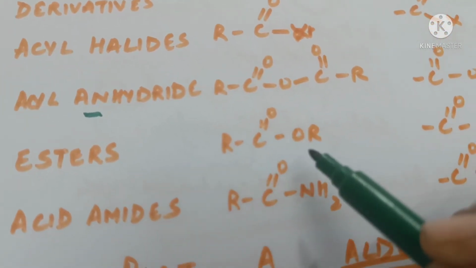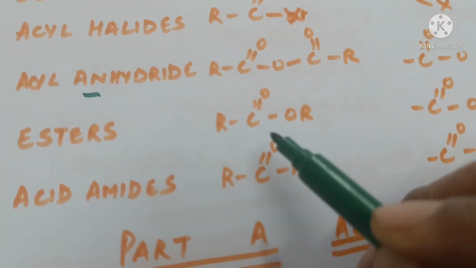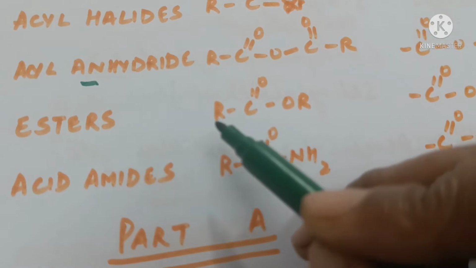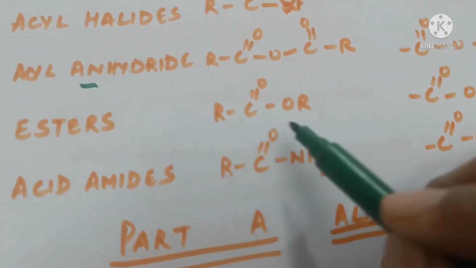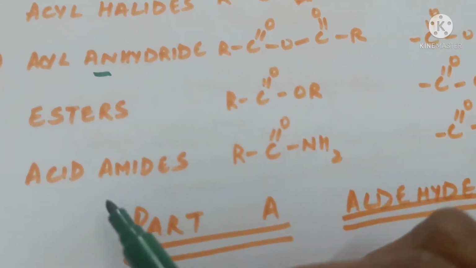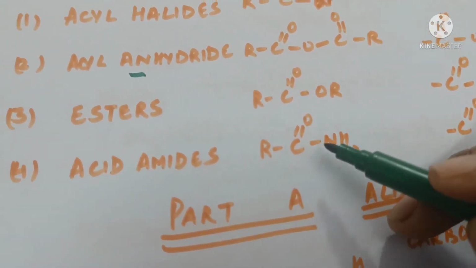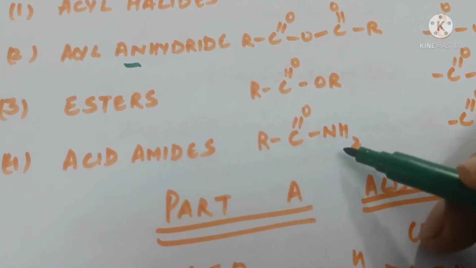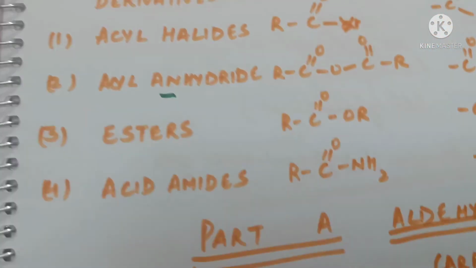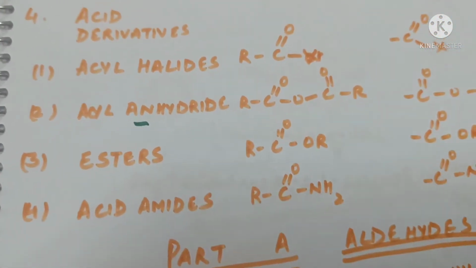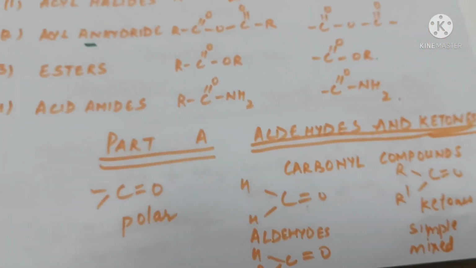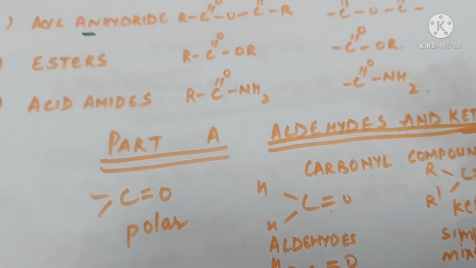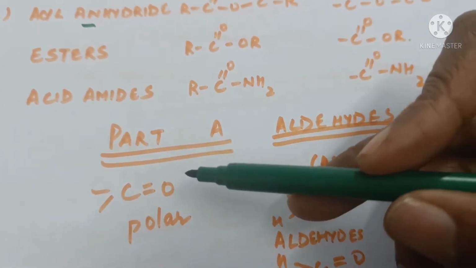When acid reacts with alcohol, then a water molecule is eliminated, and this is the acid part, this is the alcoholic part, and ester is formed. And when the OH part is replaced with the NH2 part, it is called acid amide. We will study about these compounds one by one. First part is aldehydes and ketones, where the functional group is carbon double bond oxygen.